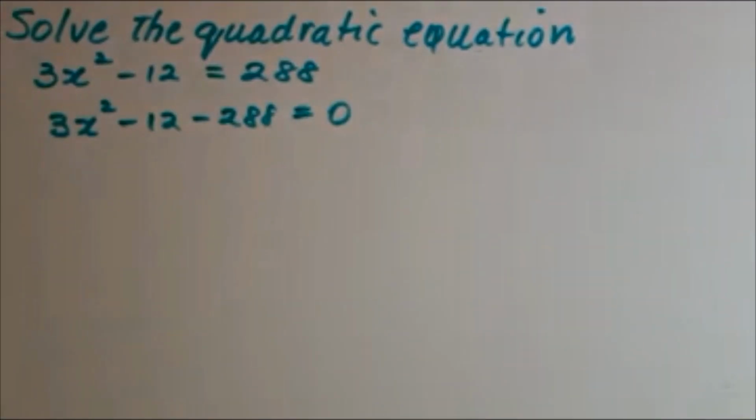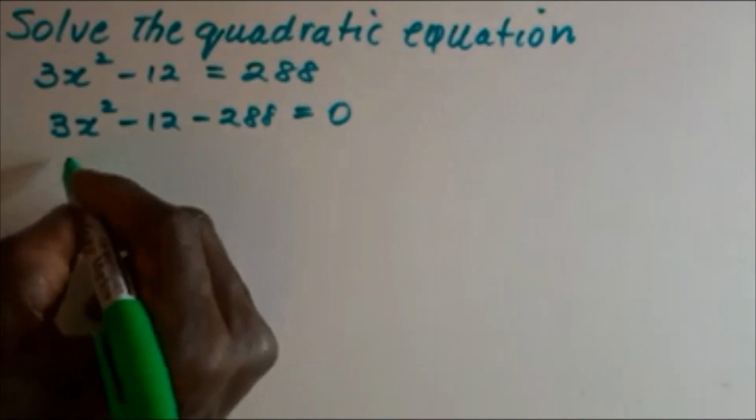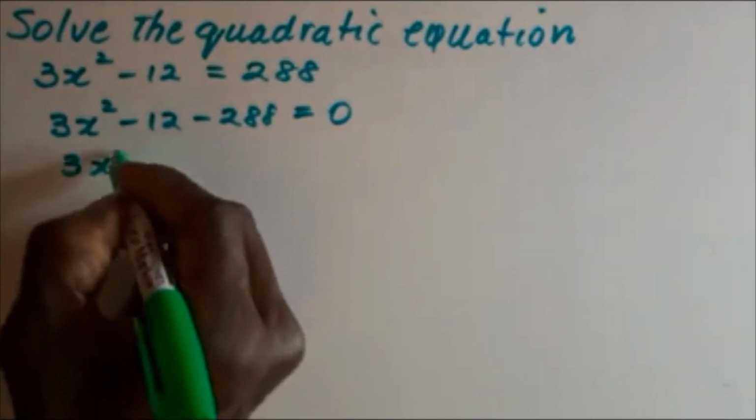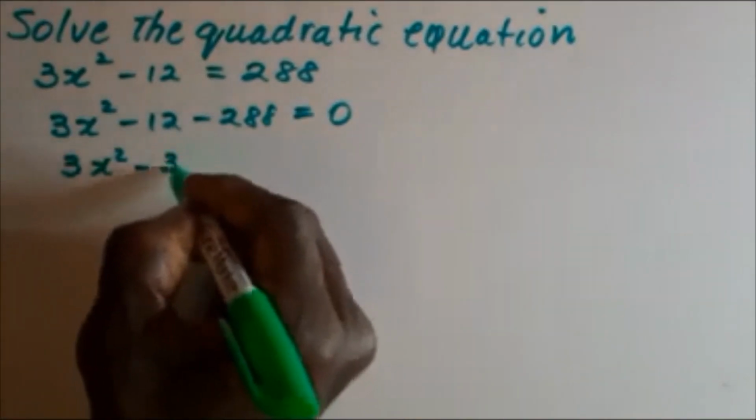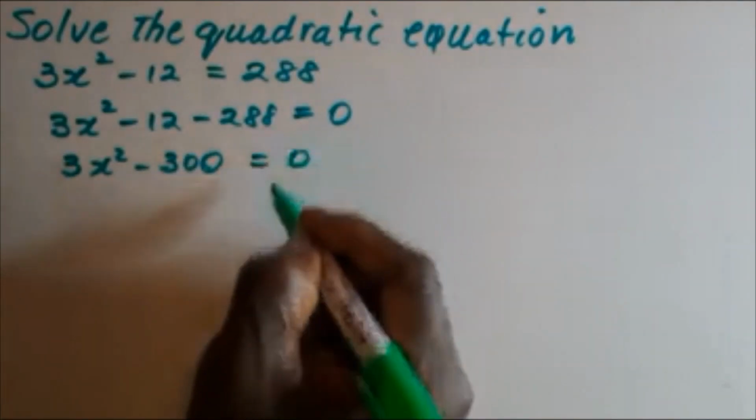And then I can see right away, if I add negative 12 to negative 288, I get negative 300. And so now I have 3x squared minus 300 is equal to 0.